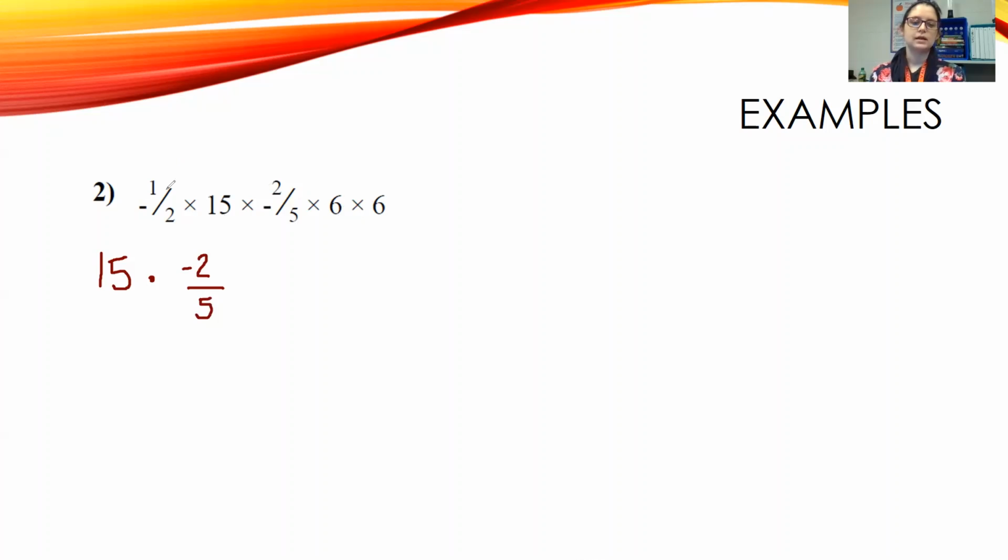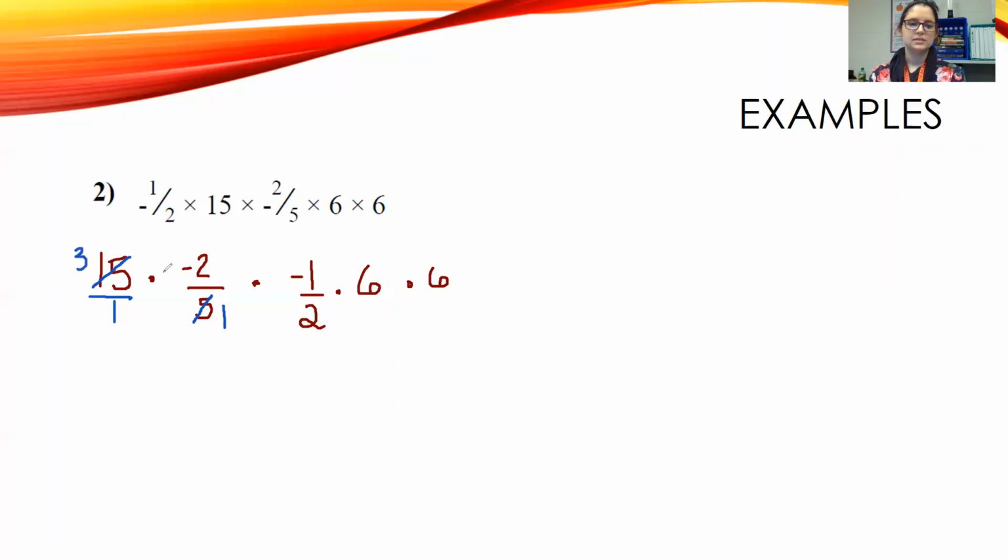So that leaves my -1/2. And I know that 2 is a factor of 6. So I'm going to commute my numbers around and put my -1/2 with one of my 6's, and then just put the second 6 at the end. Okay, so I'm going to do the same thing. I'm going to put my 15 over 1 to make it into a fraction. I'm going to simplify out a 5. 5 divided by 5 is 1. 15 divided by 5 is 3.